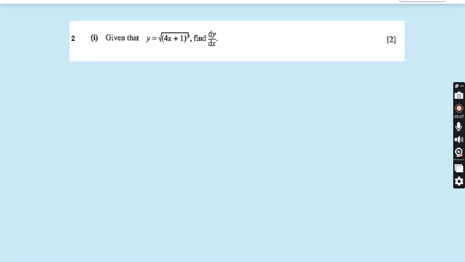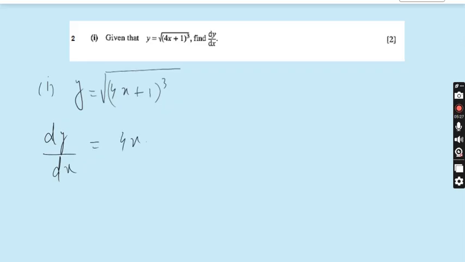Given that y equals the cube square root of 4x plus 1, find dy by dx. Very easy. First write (4x plus 1) power 3. Square root means 1 upon 2. So (4x plus 1) power, the powers are multiplied, 3 into 1 upon 2 is 3 upon 2.